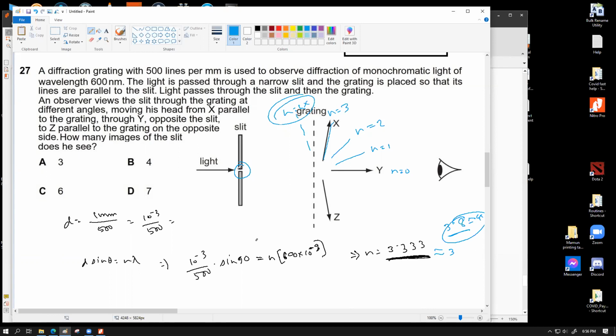So however this slit looks like over here, they should be able to see that exact thing, but definitely in a decreasing order of brightness. The brightest image would be seen here, then it decreases.